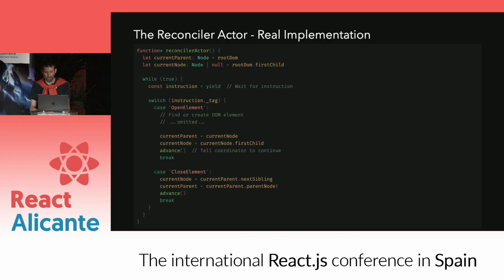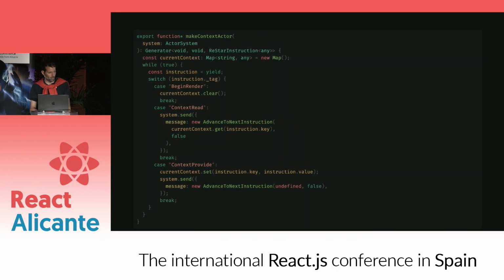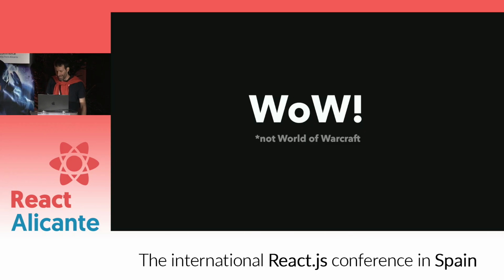So as we receive instructions, we will step into our DOM and ensure that is actually what we are rendering. And we can do the same thing for other things like the context, because we have an instruction that tells, okay, I am beginning to render everything, so I can clear my current context. I can have an instruction that says, I want to read the context, and it will send the reply back to the actor system and advance, and other instructions, for example, to update the current context. So yeah, that's quite a lot.